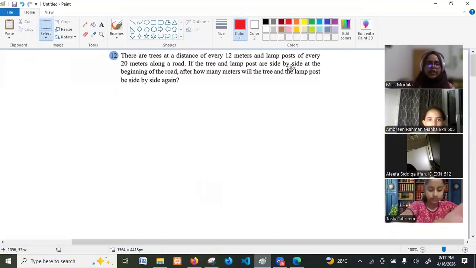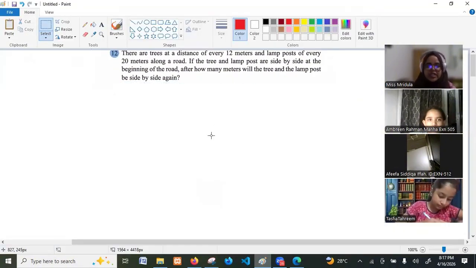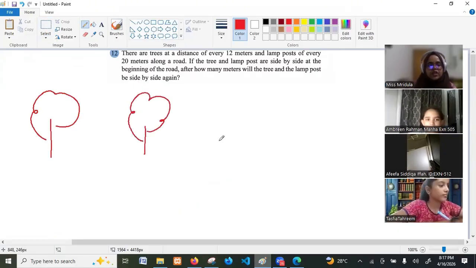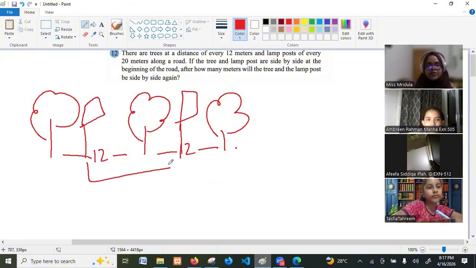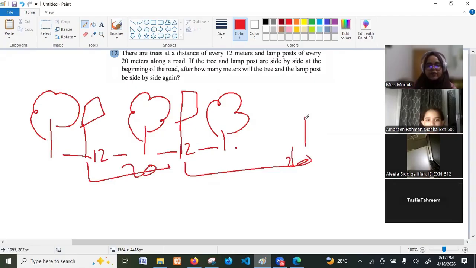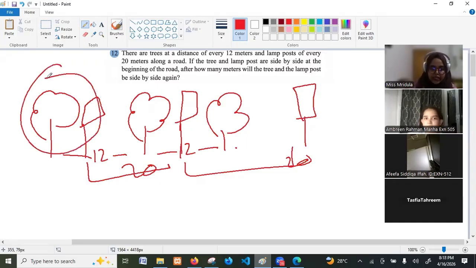Number 12. Okay, so they have said there are trees at a distance of every 12 meters. Suppose this is a tree, this is a tree, this is a tree. So they are apart from each other by 12 meters. Okay? And lampposts every 20 meters. So maybe there is a lamppost, there is a lamppost, and the distance between them is 20 each and every time. Okay, so they're saying that if the tree and the lamppost are side by side at the beginning of the road, after how many meters will the tree and lamppost be side by side again?